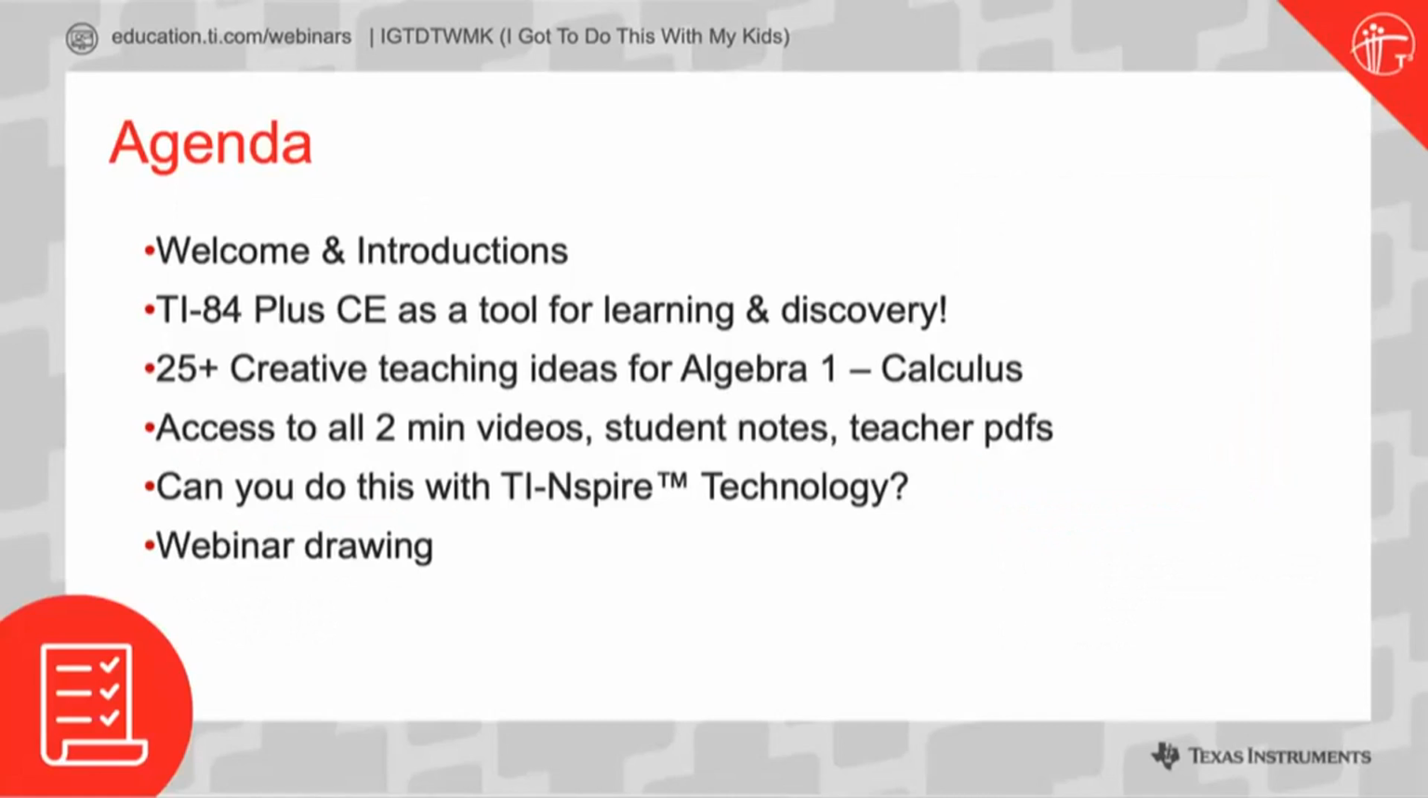So this is our agenda. We're only looking at the TI-84 and TI-84 Plus CE tonight as a tool for learning and discovery. You are able to do things with the Inspire, but we're not going to be talking about those, so I'm going to make sure that's clear. Over 25 creative teaching ideas from Algebra 1 through Calculus. You'll have access to all the 2-minute videos, student notes for each one of them, and teacher PDFs. Also we'll have a webinar drawing at the end. And I'm going to be showing you the Halloween stuff at the end as well that I did last week.